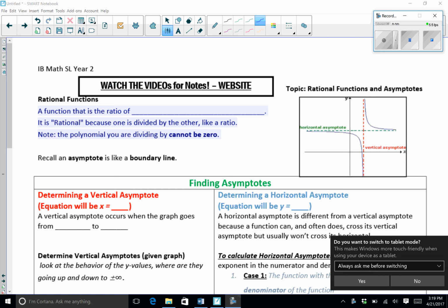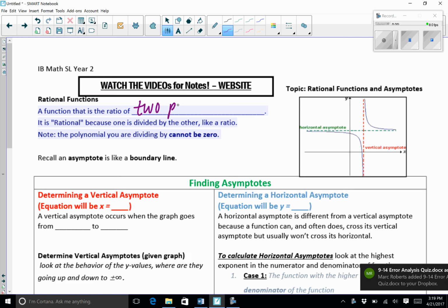This video is going to be a continuation in our functions review unit, only this video is going to solely focus on rational functions and asymptotes. So we'll start off with a definition. Rational functions are a function that is in a ratio of two polynomials. It is rational because one is divided by the other, just like a ratio.